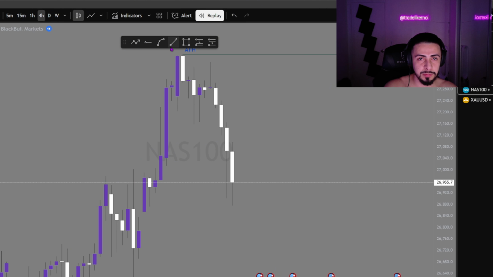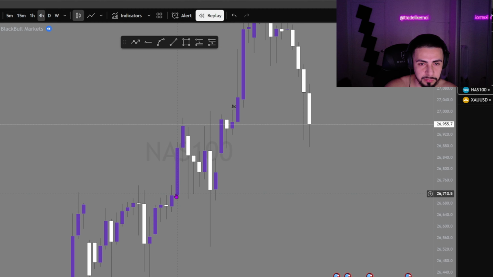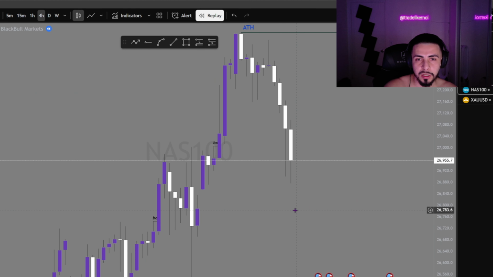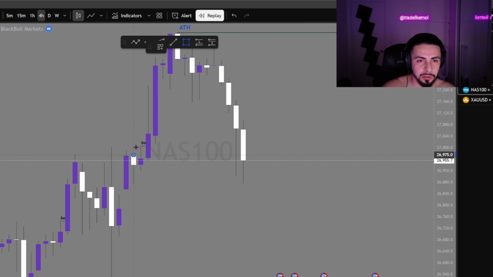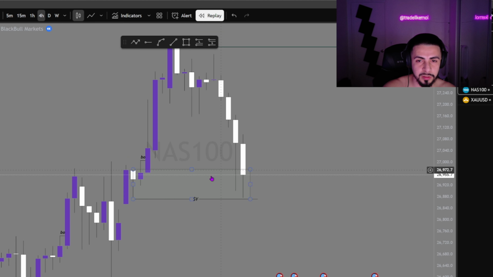Let's mark up our breaker structure. We have one right here, and let's look for that second one down here, which would be right here. So we are bullish. The daily also told us we were bullish. We mark up this 4-hour order block, and you can mark up the liquidity as well if you need to. So this order block and liquidity right beneath it.